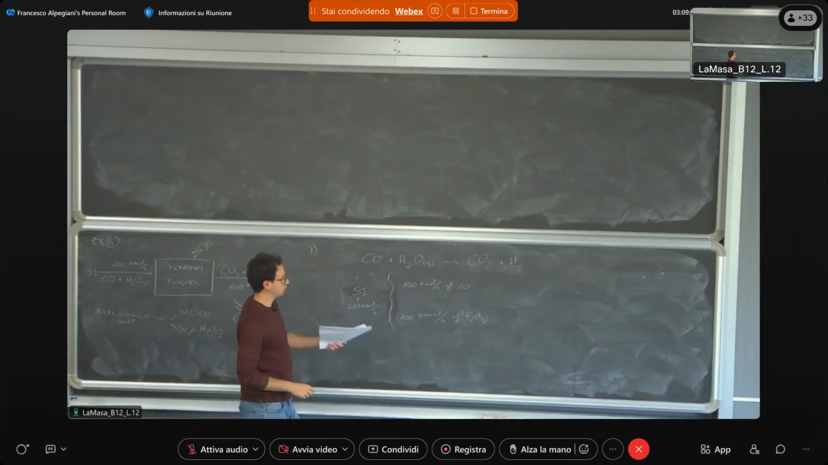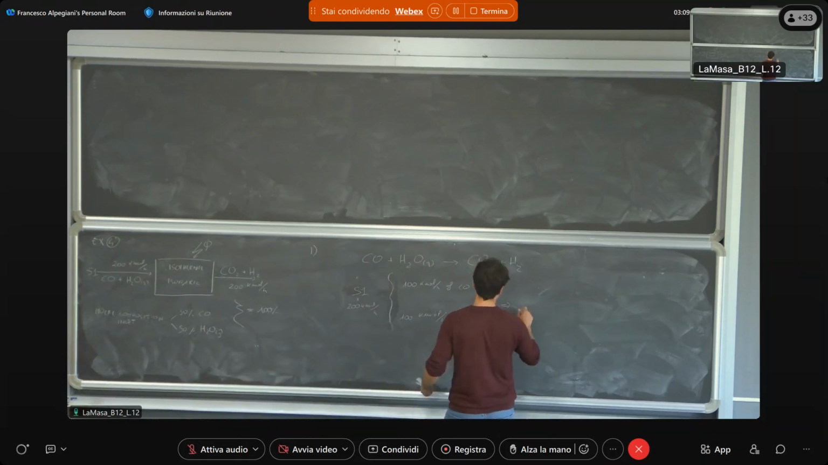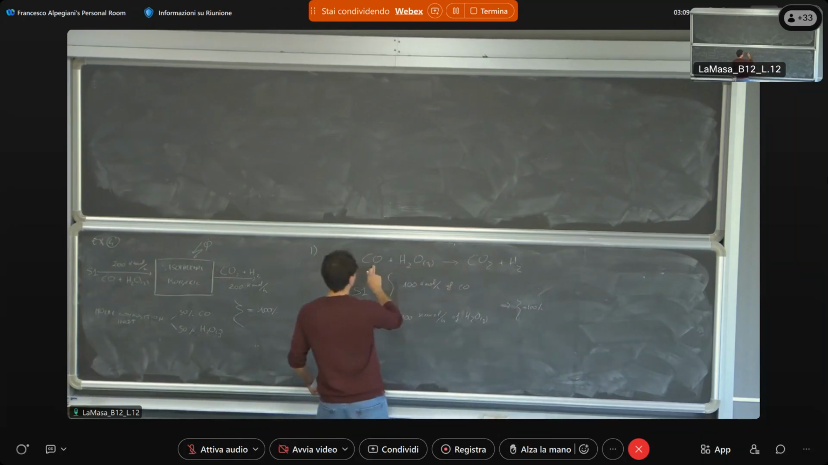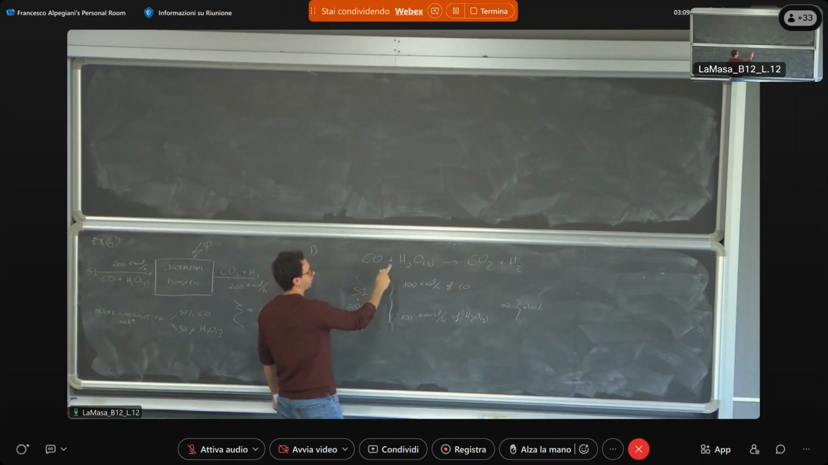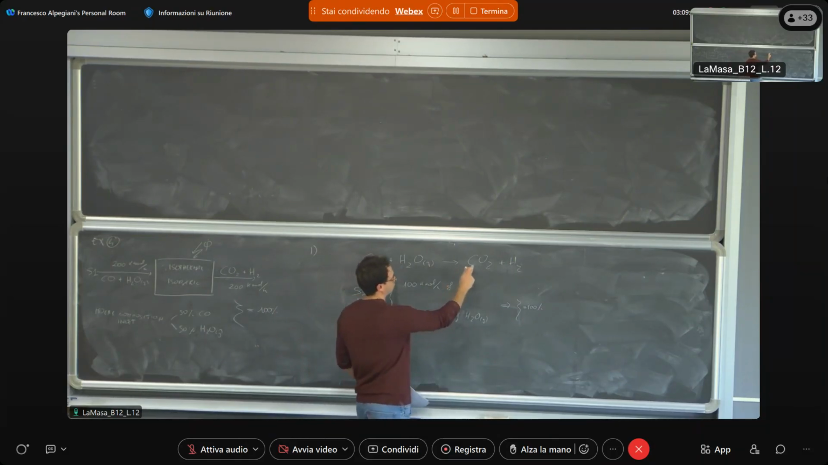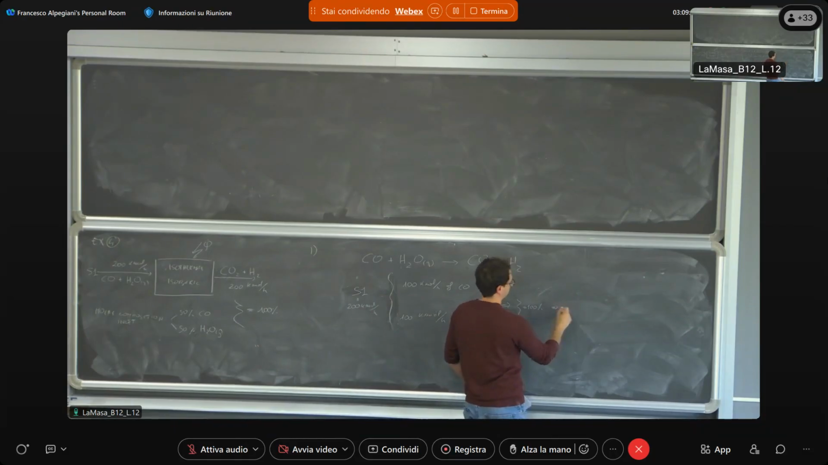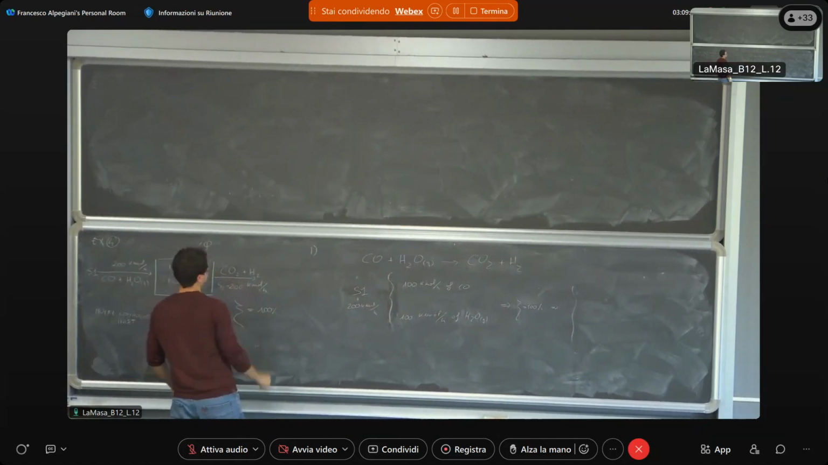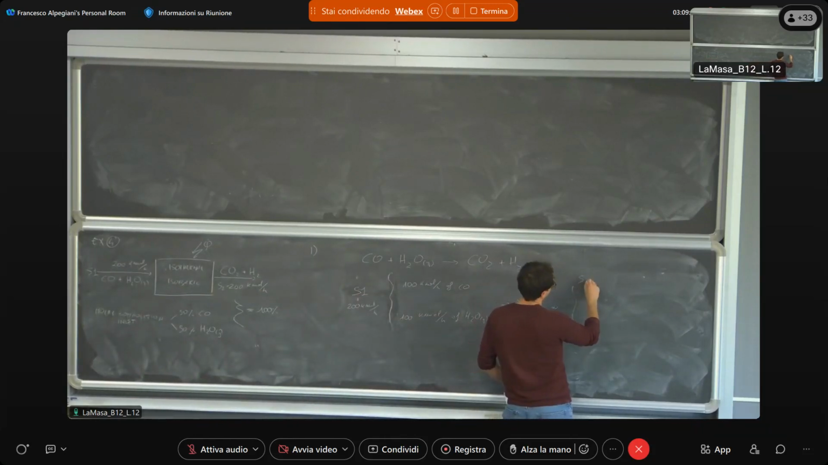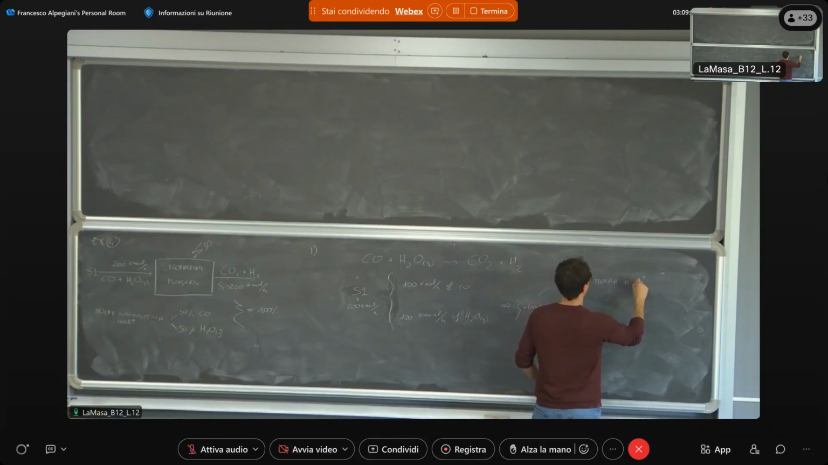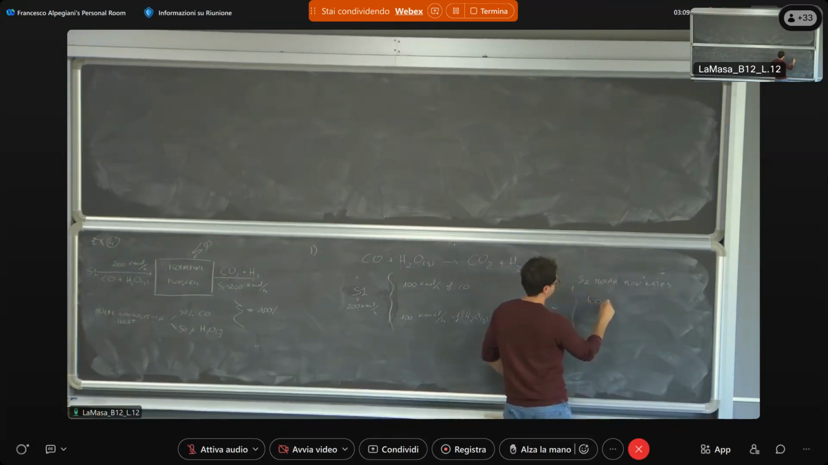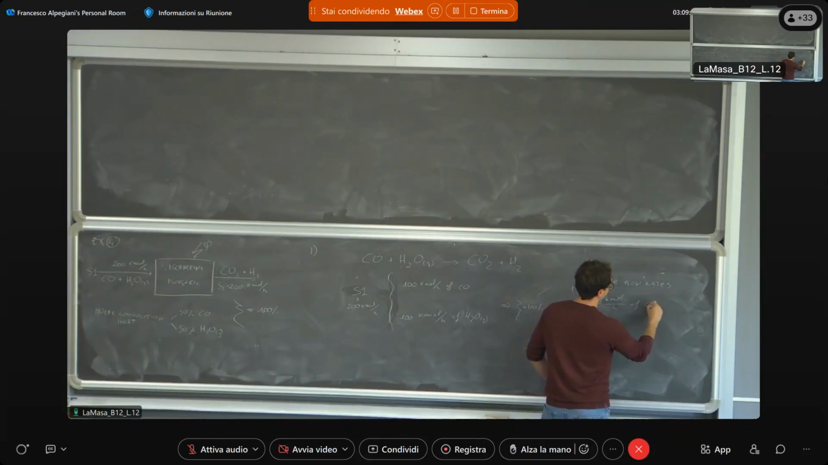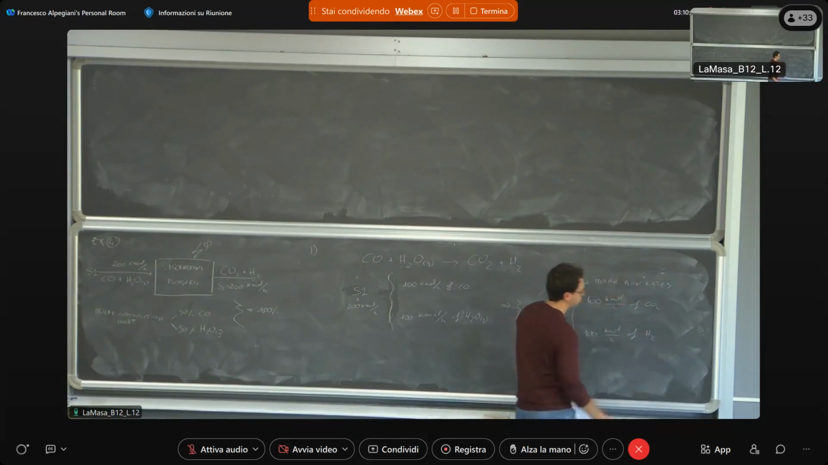Then, since the conversion is in the first part of the problem equal to 100%, and you know that 1 mole of CO reacts with 1 mole of water to give 1 mole of CO2 and 1 mole of H2, you can for sure say that at the exit, this is, let's say, S2, the molar flow rate of the stream S2 will be 100 kmol/h of CO2 and 100 kmol/h of hydrogen. Okay? It's clear?